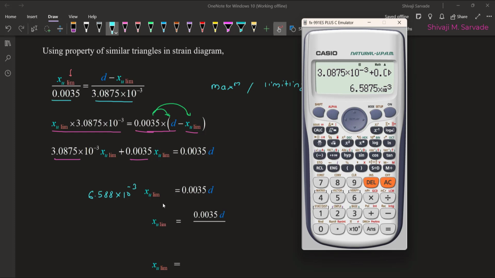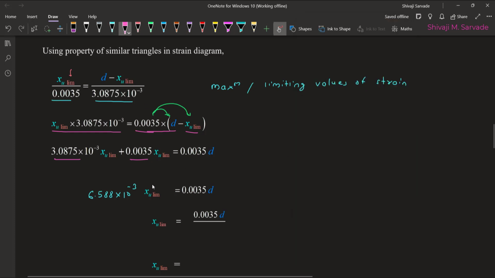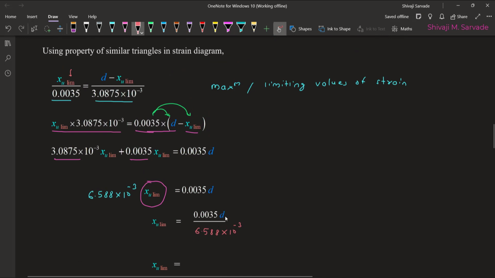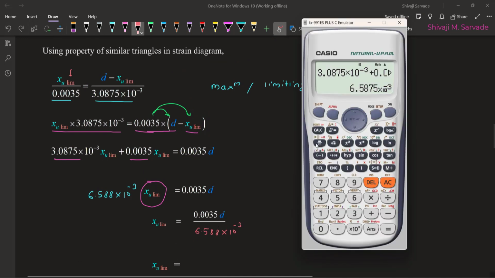Now I'm interested in getting this value. I'm interested in getting Xu limiting only, right? So what I can do is send this value to the right hand side. So again, I'll rewrite this as 6.588 into 10 raised to minus 3. Now this is going to give me the limiting value of Xu in terms of the effective depth of the section. So let's do this calculation again.